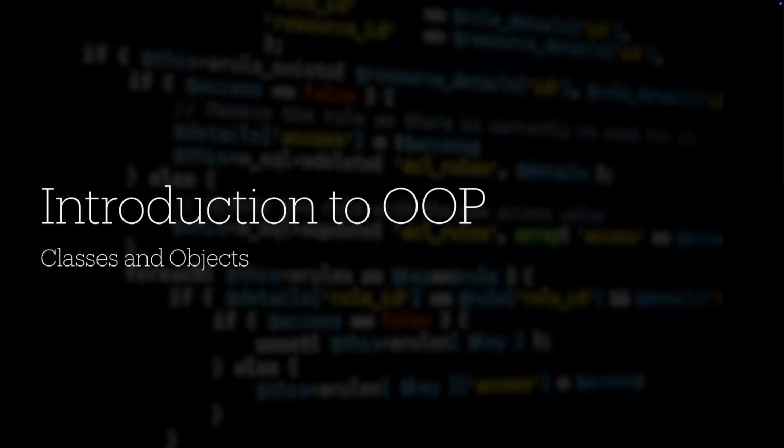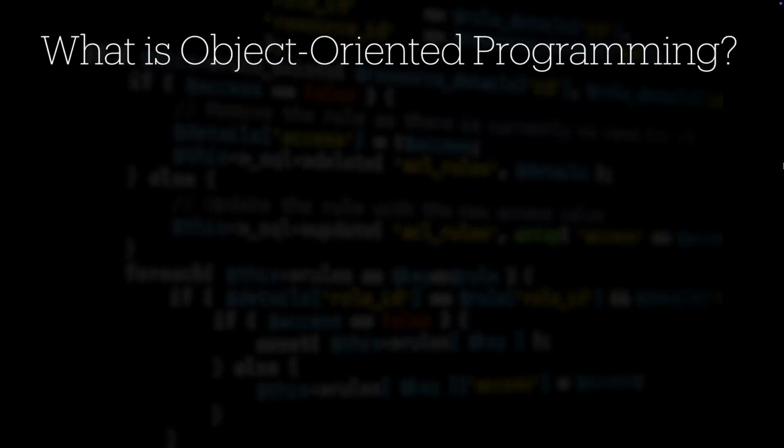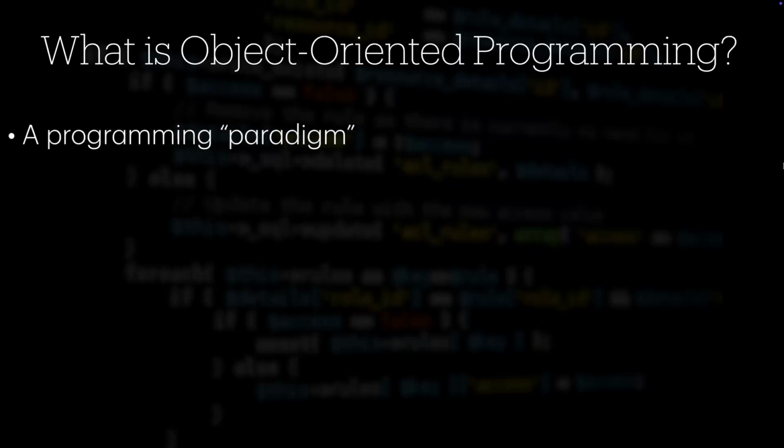Once we can work with variables and create methods, we're ready to start learning about object-oriented programming, or OOP, beginning with a general look at what OOP is and how our programs can be organized into classes and objects. So, what is object-oriented programming? It's a programming paradigm, or a style of programming. It guides the way we design our programs.